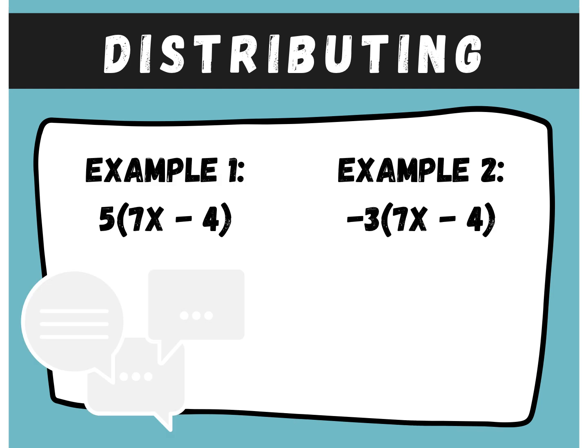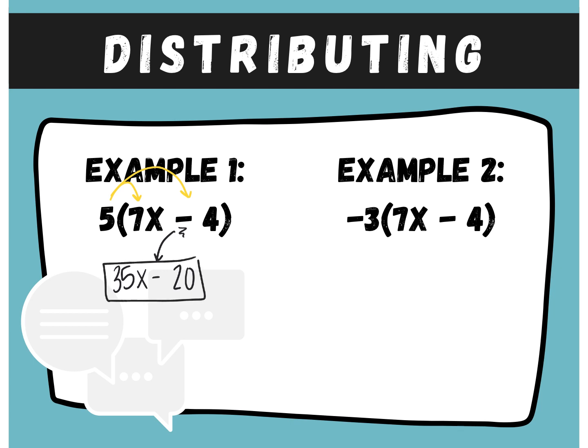Example 1 has 5 multiplied by the quantity 7x minus 4. Now, back to that social context, 5 is the person outside the doors. 5 wants to talk with both 7x and this minus 4 over here. So in an algebraic expression, the 5 needs to be multiplied by both of those pieces. 5 times 7x, or 5 groups of 7x, gives us 35x. 5 times 4, or 5 groups of 4, gives us 20. Because there was a minus sign originally, we're going to bring that down into our answer, and we have here a simplified expression.